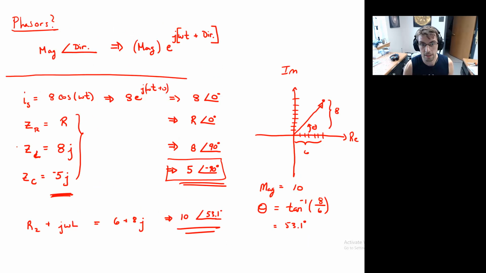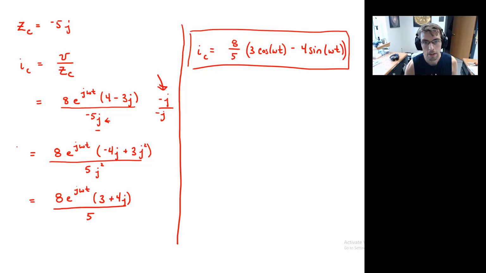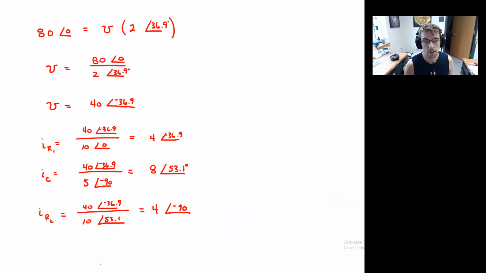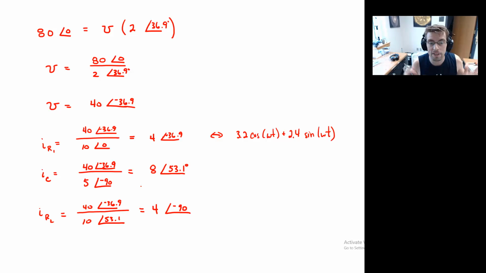And for completeness, let's go back and double check. Okay. So let's take, for example, this original expression that we had right here. And we see that, okay, well, we also had this 3.2 cosine of omega t plus 2.4 sine of omega t. So theoretically, these two representations are the exact same. And I know it doesn't look like that. I had to actually convince myself that this works.